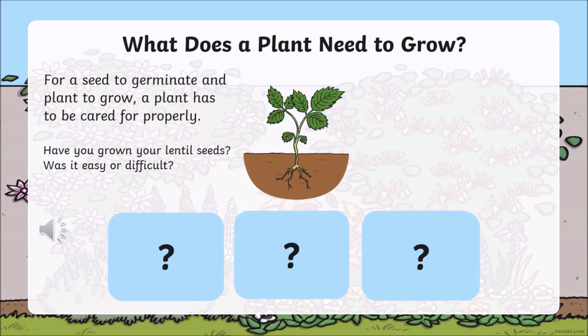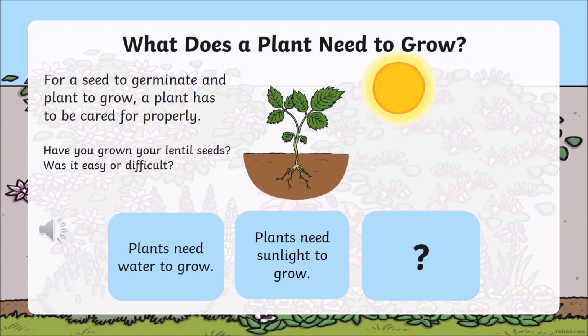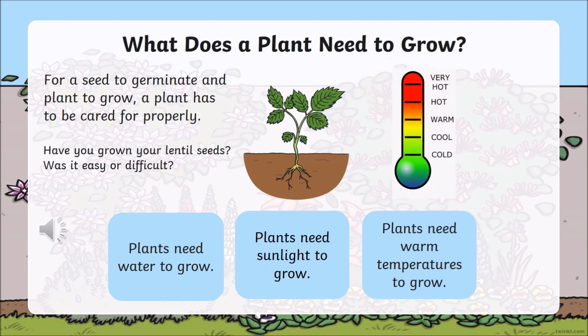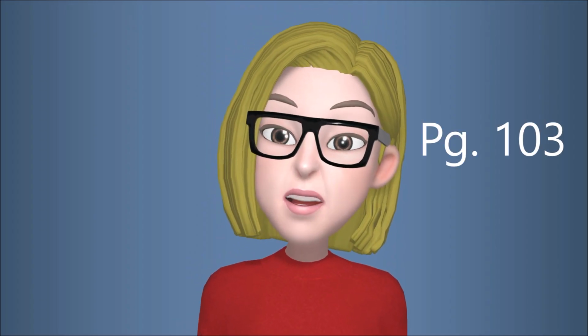What does a plant need to grow then? Let's review. For a seed to germinate and a plant to grow, a plant has to be cared for properly. Now, have you grown your lentil seeds we sent home? Was it easy or difficult to grow them? So we know plants need water to grow, plants need sunlight to grow, and plants need warm temperatures to grow. Let's do the exercises on page 103.